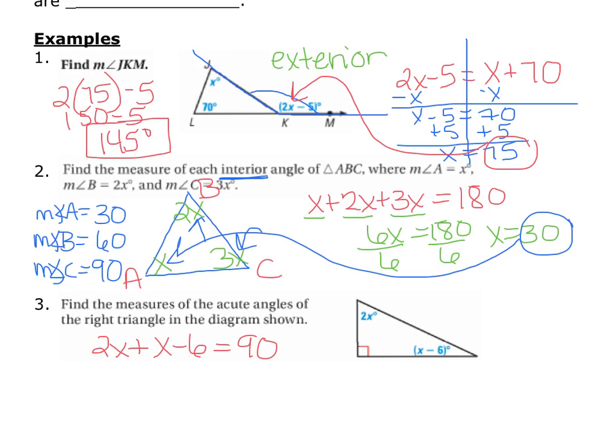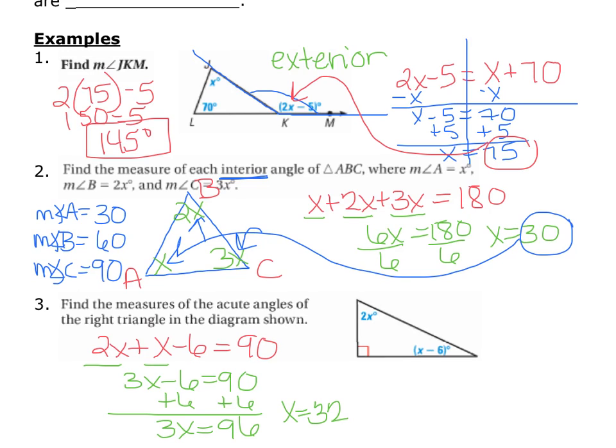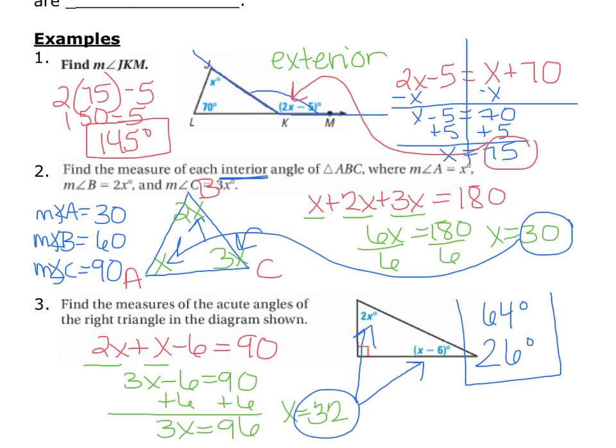Same old, same old. 2 plus 1 gives us 3x. Add 6 to each side. So 3x is 96. And then we have to find, all right, x is 32. But again, it wanted the measure of the angle, so take the 32 and plug it back into each spot. So 2 times 32 is going to give us 64 degrees. And then if we have 32 minus 6, that's going to give us 26 degrees. So those are the measures of the two angles.